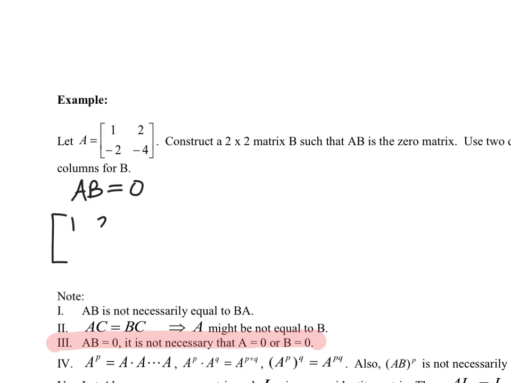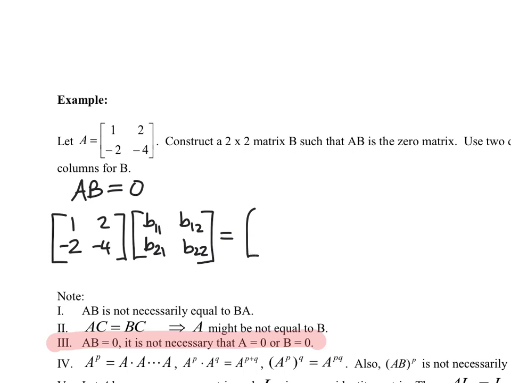So AB equals 0. So we have 1, 2, -2, -4. And we have to construct a 2 by 2 matrix B. So B sub 1,1, B sub 1,2, B sub 2,1, B sub 2,2. And the result should be the 0 matrix.